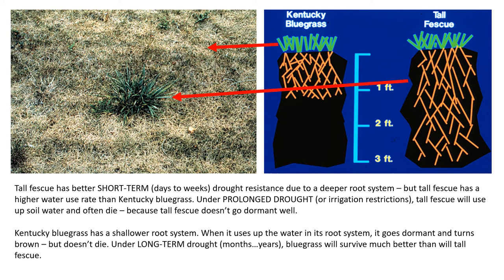The thing is, when the tall fescue runs out of water, when it depletes its root zone of water, it does not go dormant very well. And so it will die when you have very long-term drought. Whereas the bluegrass just turns brown and goes dormant, then you start watering again and it comes back to life. Tall fescue won't always do that very well. In fact, it does it very poorly when we have long-term drought and watering restrictions.